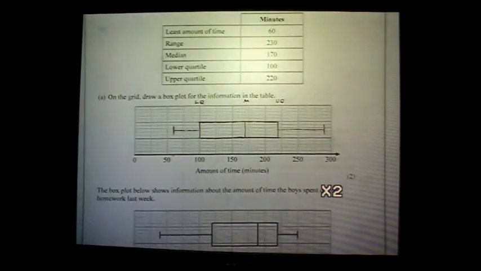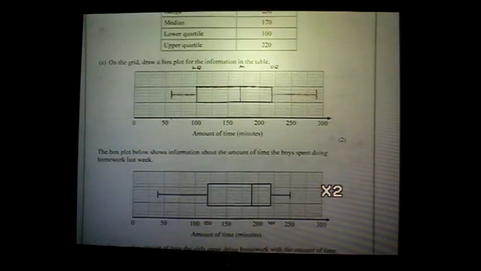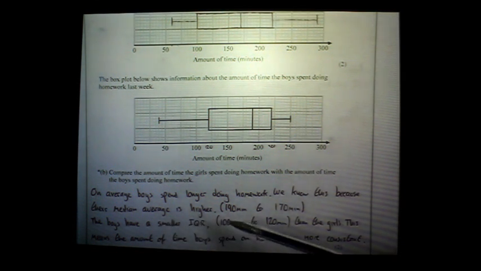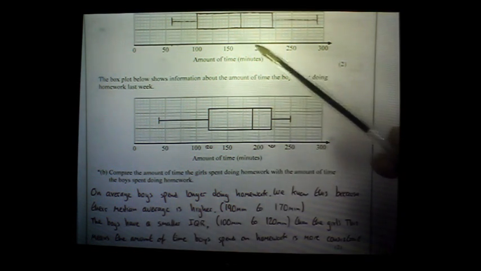The box plot below shows information about the amount of time boys spent doing homework. Compare them. This comes up loads, and there's basically two things you've got to say. You've got to say who spends longer doing homework, and you can compare that with the median average. So in this one, I put on average boys spend longer doing homework, but you've got to say how you know this. We know this because their median average is higher. So that's 190 compared to 170 for girls. So actually quoting figures is quite nice.